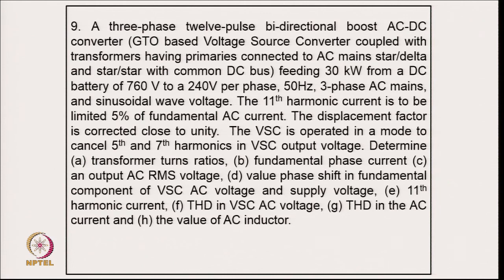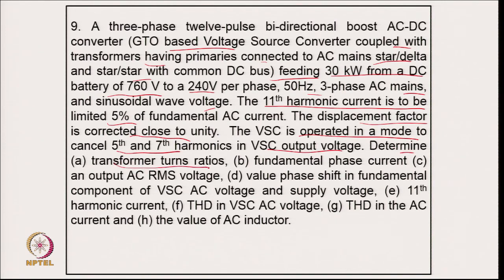Now, coming to the ninth example: a 3-phase 12 pulse bidirectional boost AC/DC converter, a GTO based voltage source converter coupled to a transformer, having the primary connected to AC mains, star delta and star with a common DC bus, feeding 30 kilowatt from a DC battery of 760 volt to a 240 volt per phase, 50 hertz 3-phase AC mains with a sinusoidal wave shape. The 11th harmonic current is to be limited to 5% of the fundamental current. The displacement factor is corrected close to unity, and the VSC is operated in a mode to cancel the 5th and 7th harmonics in the VSC output voltage.